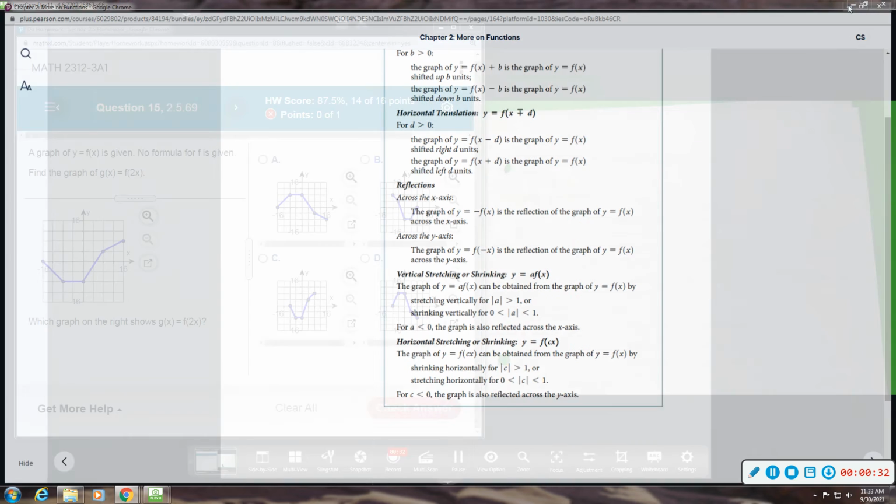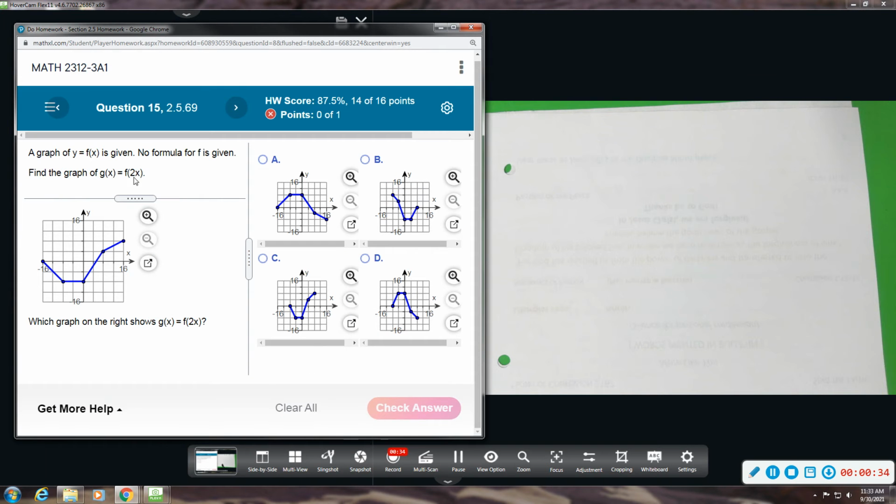So that's what we see here. We see a 2 in there with the x. So it's going to be a shrink, a horizontal compression. So I'm looking for both the sides to be squeezed in. So same shape, we didn't flip it, so that one wouldn't be correct. This one looks like a flip across the y-axis, which we don't have a negative. So A and B are out.